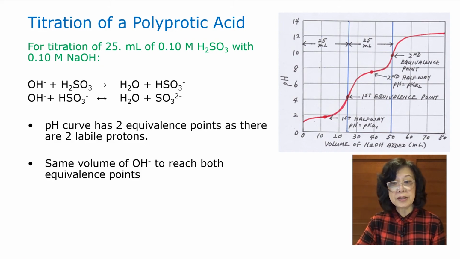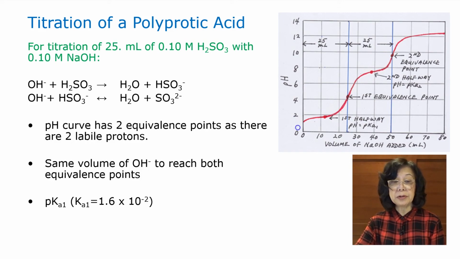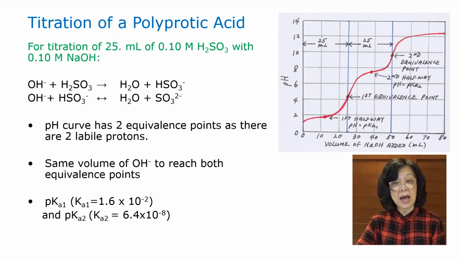Equivalence point 1 is about pH of 5. Equivalence point 2 is about pH of 9 plus. And you also notice that there are two halfway points to the equivalence points, so we can estimate the pKa1 to be close to 2 and the pKa2 to be between 7 and 8. And therefore, we can now calculate the Ka1 and Ka2 values from such a titration curve.